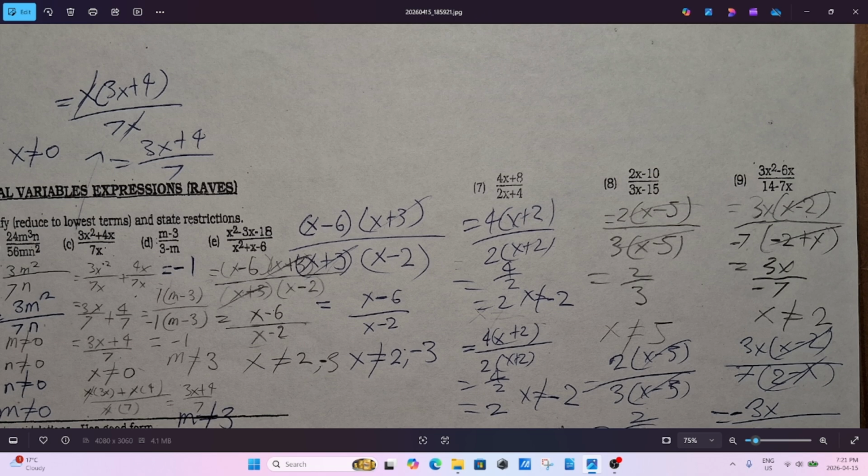Question 8. 2x minus 10 divided by 3x minus 15. Factor out a 2 from the top and factor out a 3 from the bottom. So we get 2/3. x cannot be equal to 5. Question 9. 3x squared minus 6x divided by 14 minus 7x. So we factor out a 3x from the top, factor out a negative 7 from the bottom. So the x minus 2 on top and bottom cancel. So we get 3x over negative 7. And x cannot be 2.